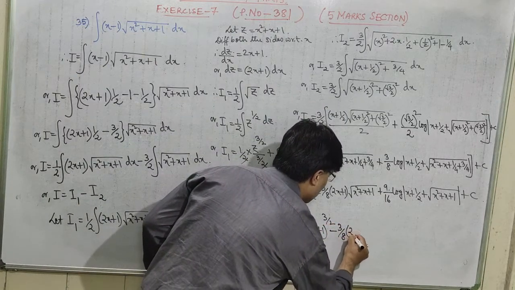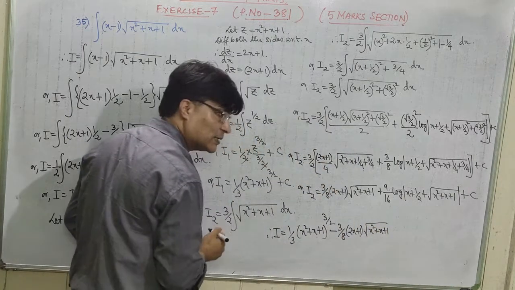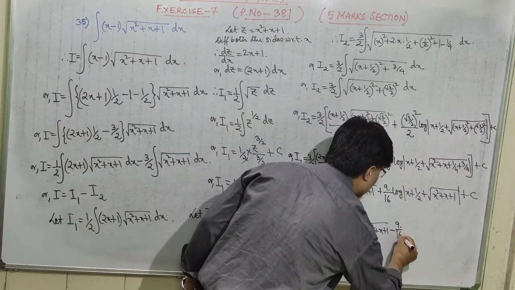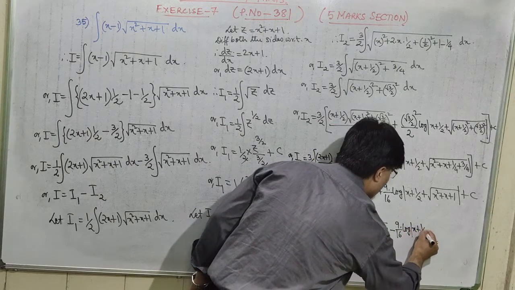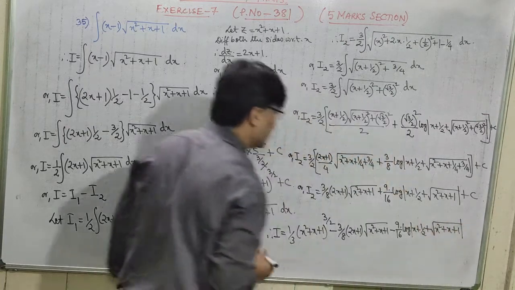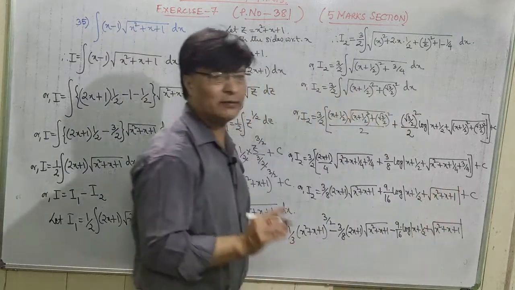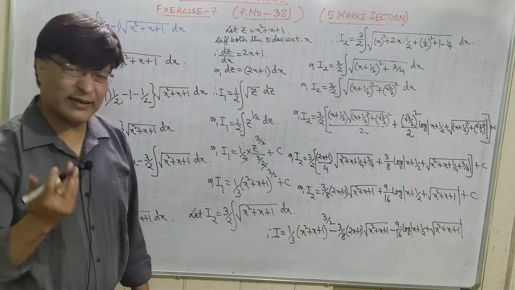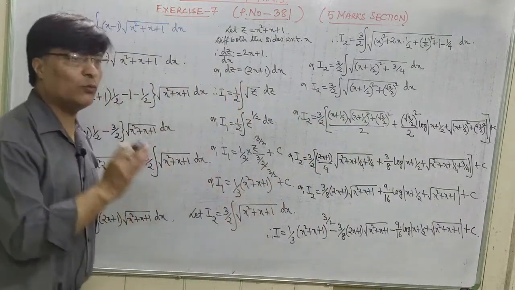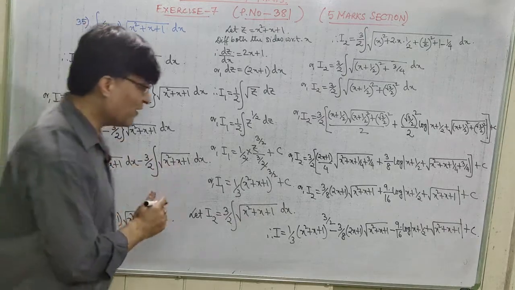It is 3 by 8 within bracket 2x plus 1 root over x square plus x plus 1. Right? And then minus into plus is minus. That is 9 by 16 log within mod x plus half plus root over x square plus x plus 1. Mod sign is closed. Then what should you write? Actually minus into plus is minus c, but you don't have to write minus c out there. You can write plus c because this is constant, only constant of integration. So you should write plus c. Only one constant of integration will do here. Okay. So plus c. So what is the final answer here?